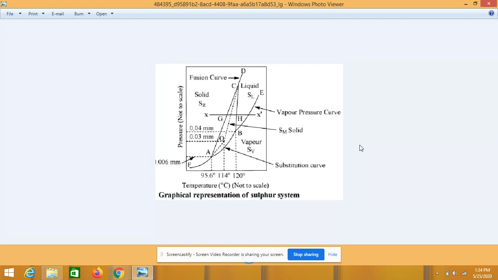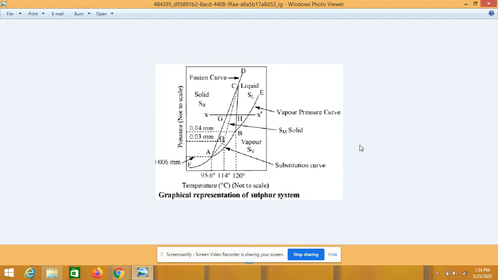The curve CD is the fusion point curve of rhombic sulfur. Along this curve, two phases are in equilibrium, Sr and Sl. Thus, we can explain all the remaining curves.